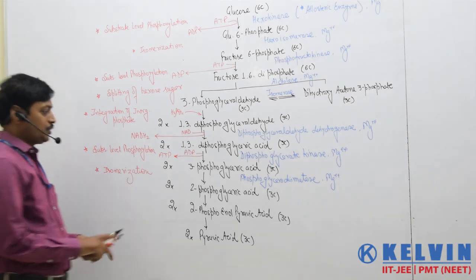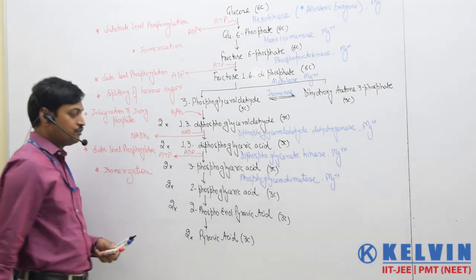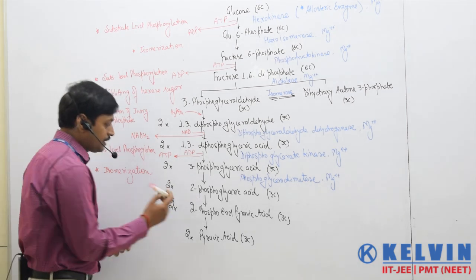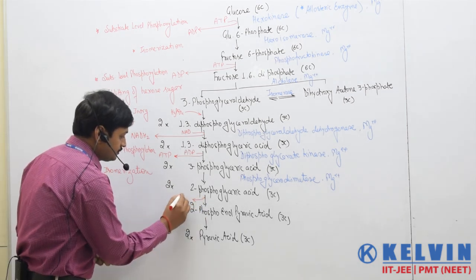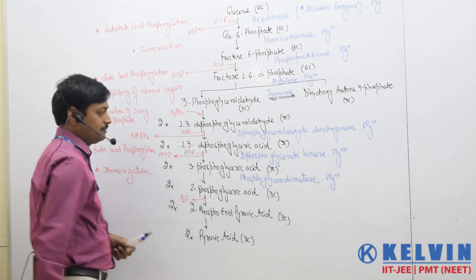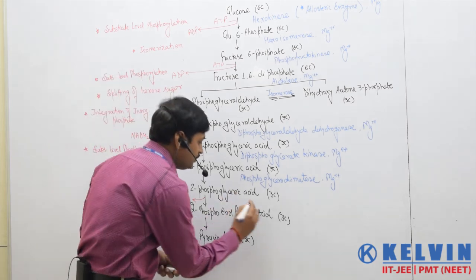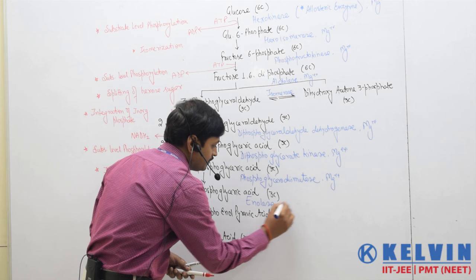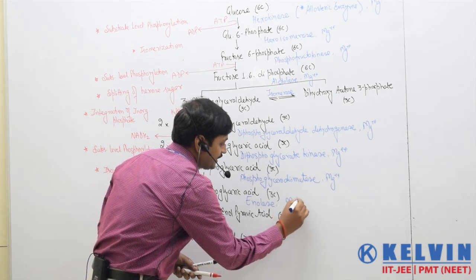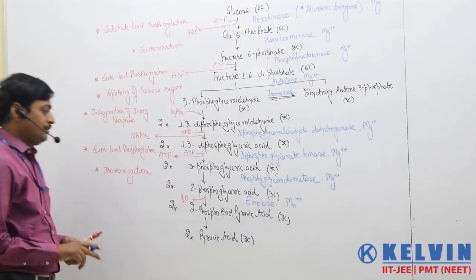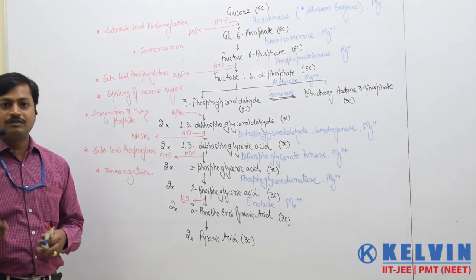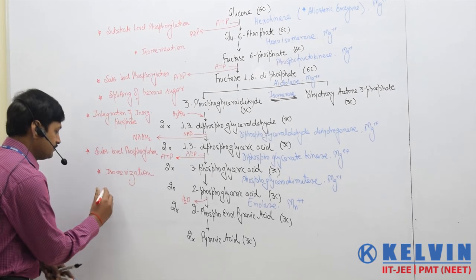Now 2-phosphoglyceric acid is changed into 2-phosphoenol pyruvic acid. In this step, one water molecule is released. The enzyme will be enolase, which has manganese as an activator. This is removal of a water molecule, so it is a dehydration step.